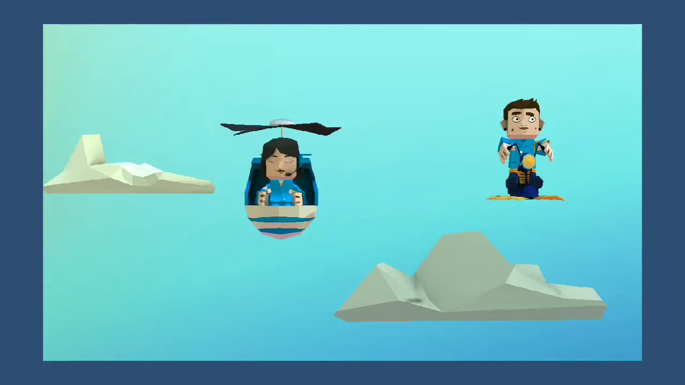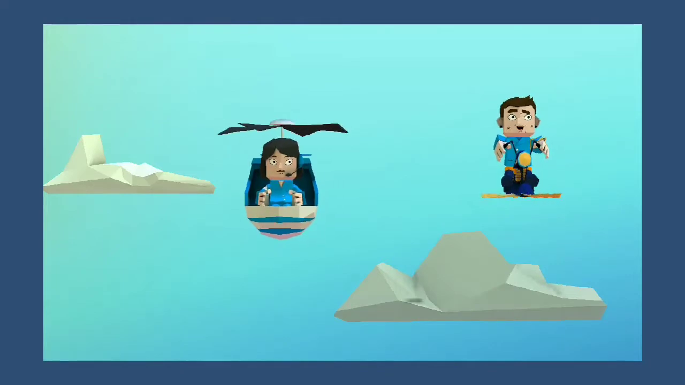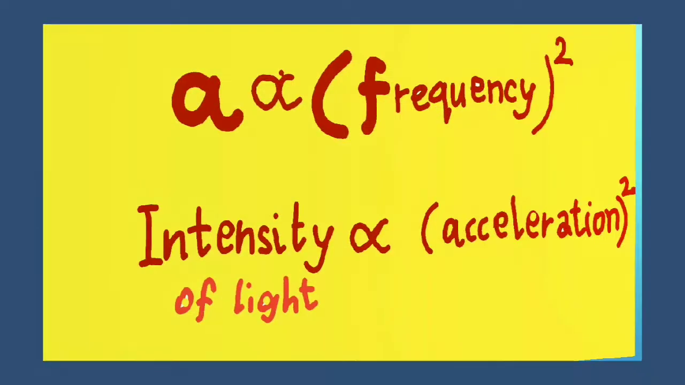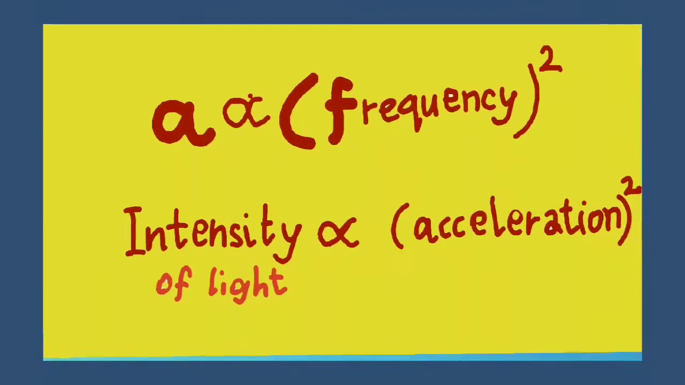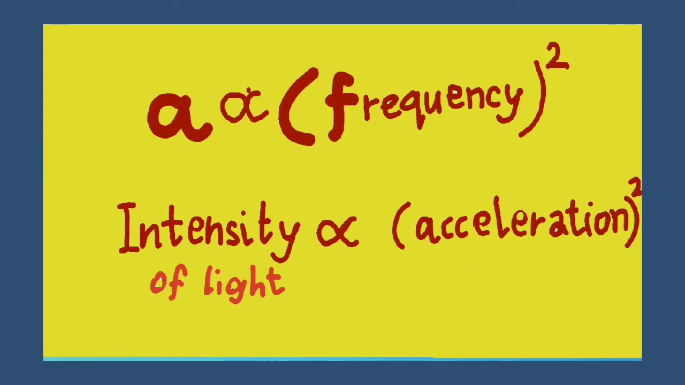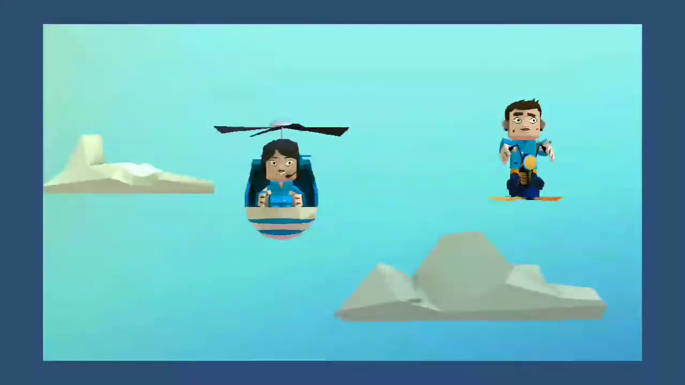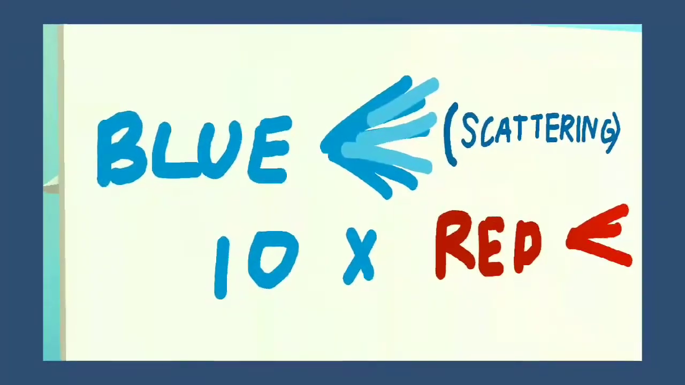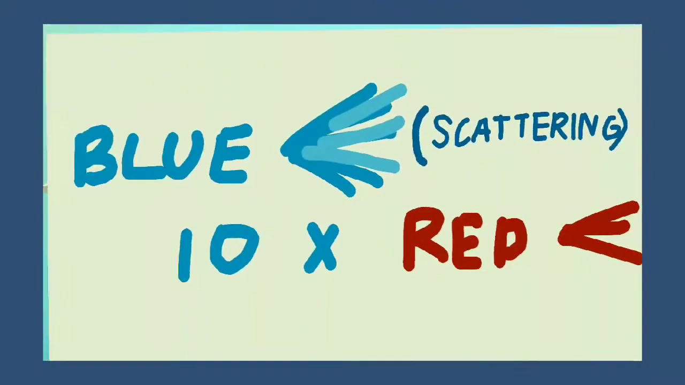For particles such as air molecules that are much smaller than the wavelengths of visible light, the difference is dramatic. The acceleration of the charged particles is proportional to the square of the frequency. The intensity of the scattered light is proportional to the square of this acceleration. The result is that blue light is scattered into other directions almost 10 times as efficiently as red light.